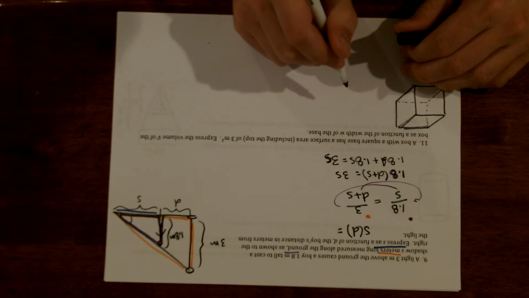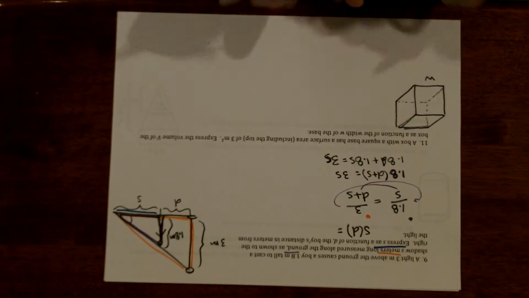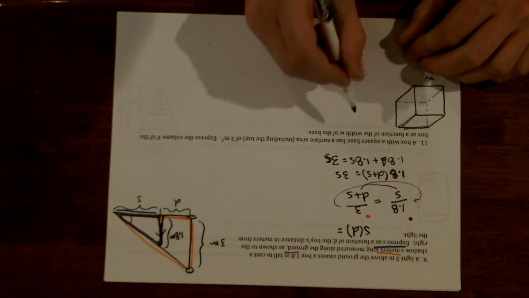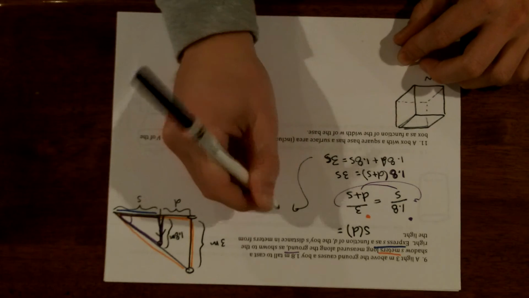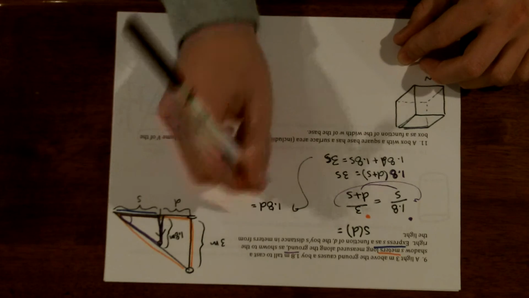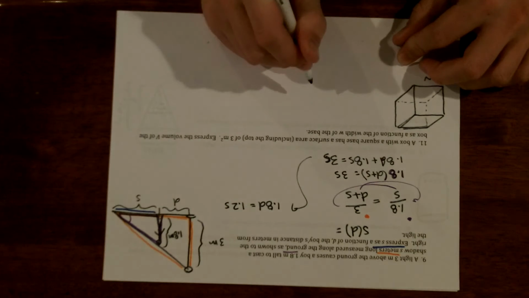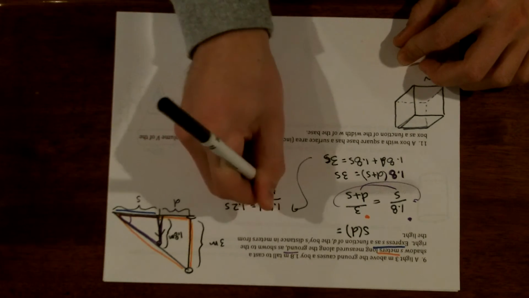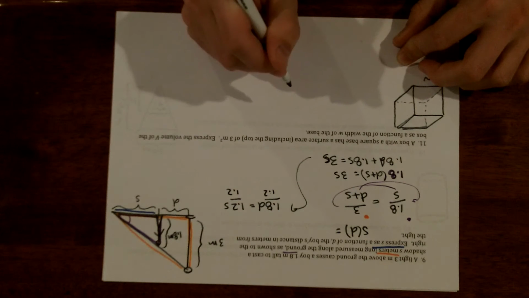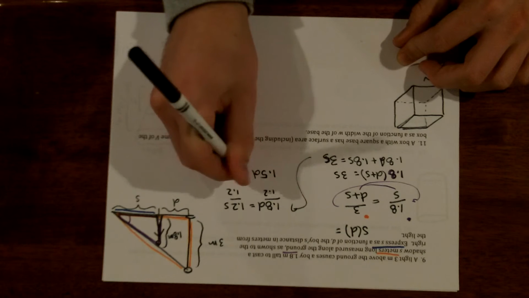Now we want to find out what S equals, because that's what our equation is asking for, S in terms of D. So I'm going to subtract this 1.8S to the other side. I'm going to do that up over here. So 1.8D is going to equal 3 minus 1.8, which is 1.2 times S. And I want S alone, so I'm going to divide both sides by 1.2. And when I do that, I end up with 1.5D equals S.